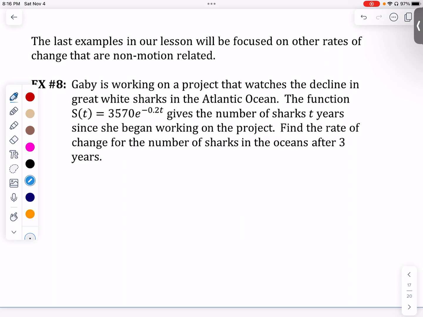So here's some more. These last three are some more examples of things that aren't physics, non-motion. Gabby is working on a project that watches the decline in great white sharks in the Atlantic Ocean. The function shown, S of t, gives the number of sharks t years since she began working on the project. Find the rate of change for the number of sharks in the ocean after 3 years. And it doesn't say it, but explain what that means. So go ahead and figure out number 8.